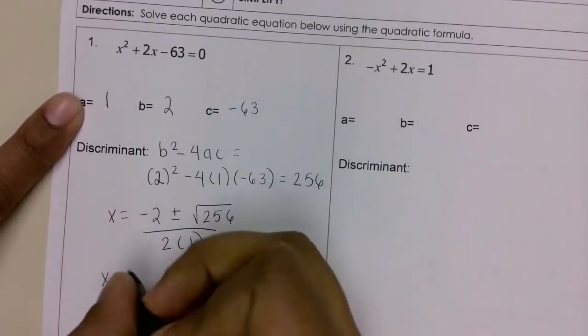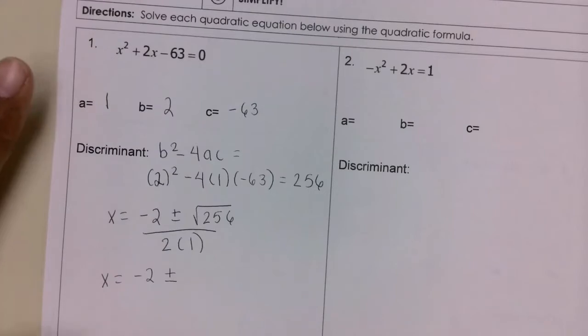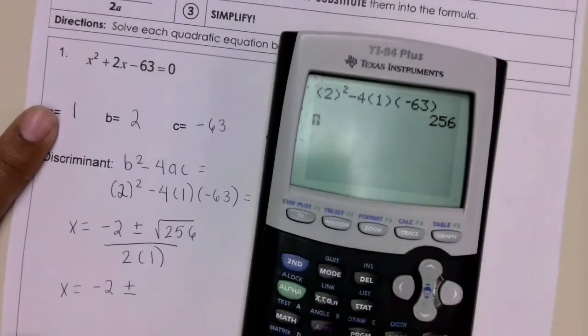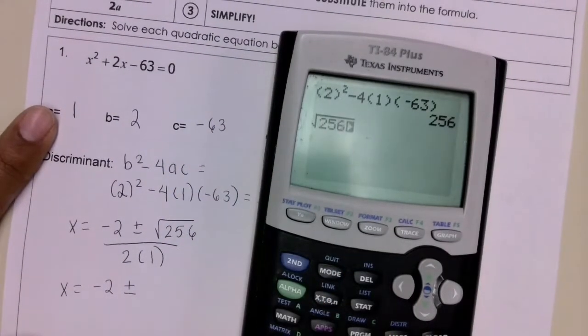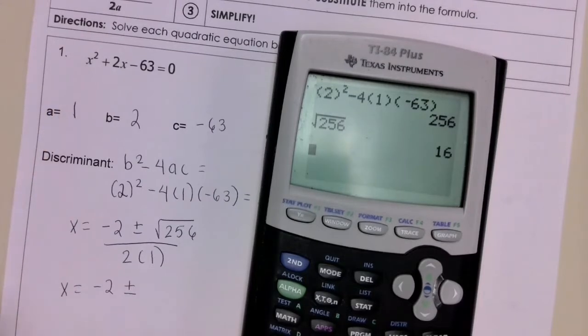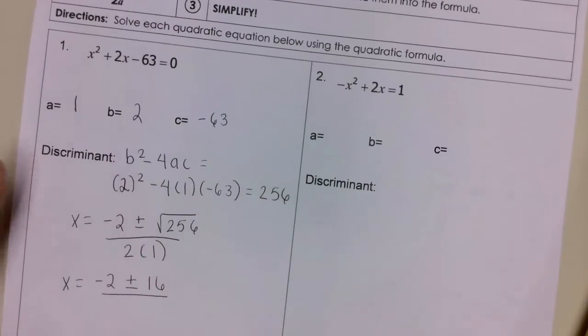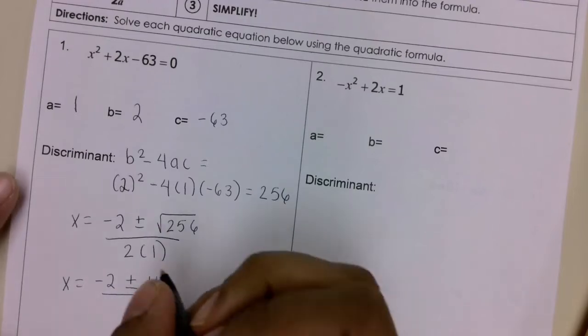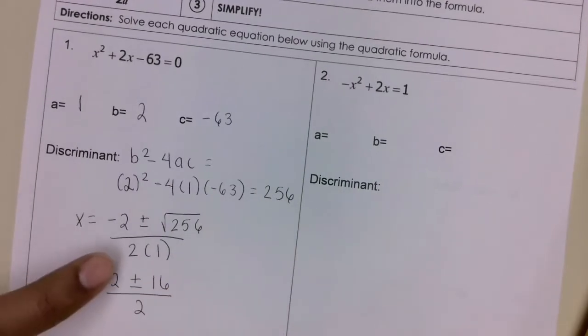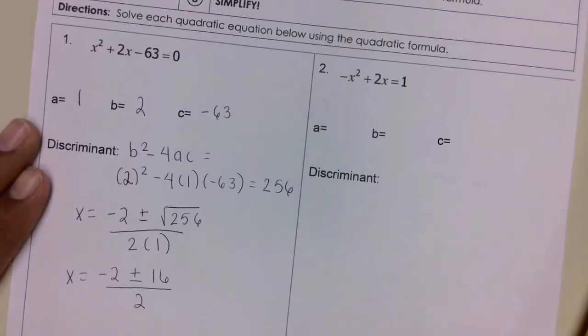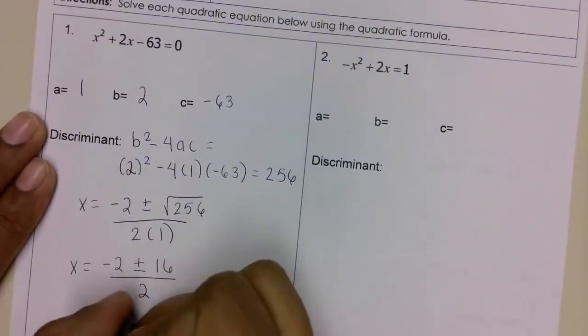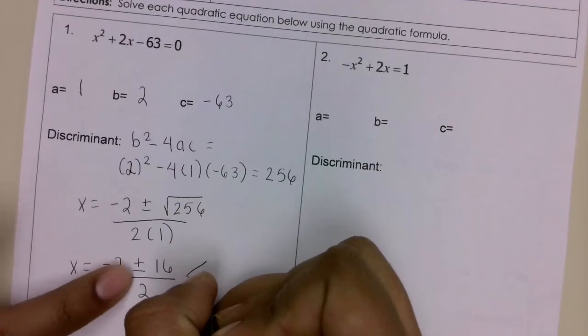Next up, I'm going to do two things. I'm going to find out what the square root of 256 is. If you remember 2.4, it lists out all the perfect squares, so that's how I knew that 256 is a perfect square. So it's negative 2 plus or minus 16, all divided by, I'm also going to multiply 2 times 1, which is 2. Alright, this is going to split up into two different equations because of the plus or minus.